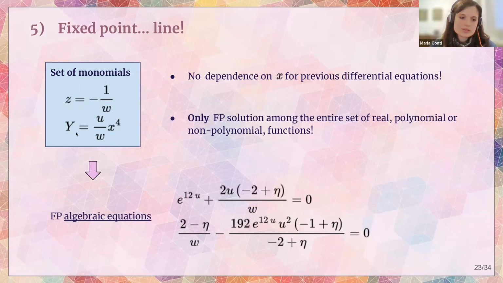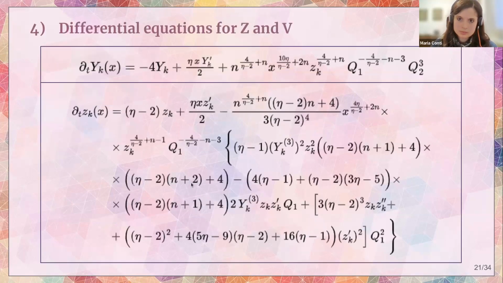Well, if you do this, you see that you get no dependence on the field x for the previous differential equation. So you end up with two fixed point, purely algebraic equations, which look like so. Of course, you can ask me, why this set of monomials? What does this represent? Let me go back a bit.